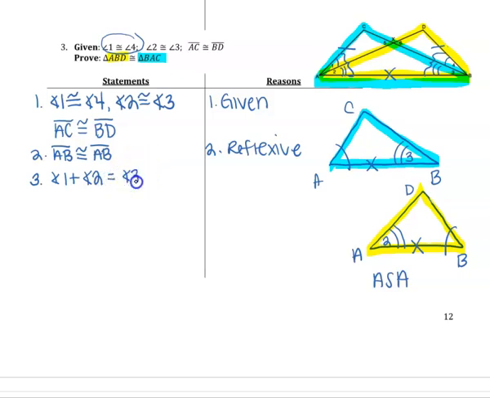equals angle 3 plus angle 4. Now, what's another name for 1 and 2? Well, 1 plus 2 is the same thing as CAB. So I'll write that right below it. What's another name for 3 plus 4? DBA.